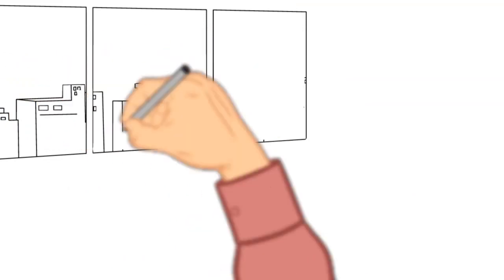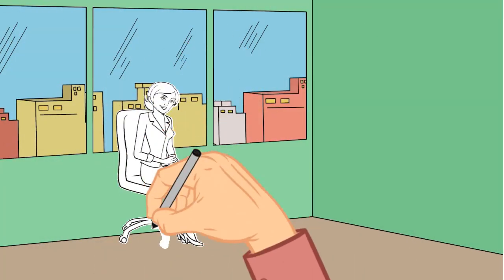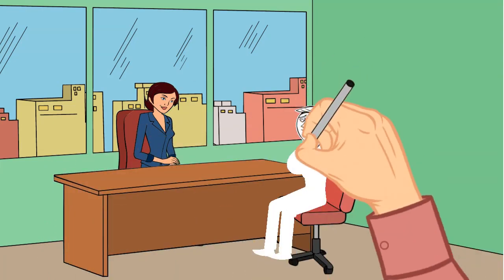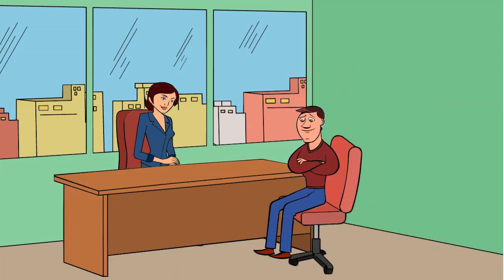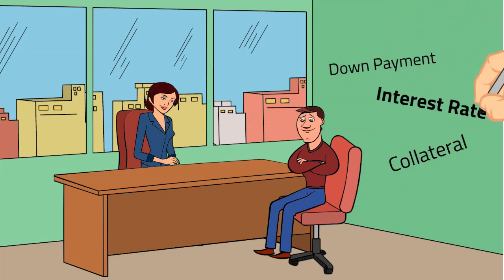Imagine you're planning to buy your dream home, but you need a loan to finance the purchase. You visit a bank to discuss your options and suddenly find yourself overwhelmed by all this financial jargon, like down payment, collateral, interest rates, and loan terms. Don't worry, we've got you covered. In this video, we'll explain these terms and concepts so you'll be better prepared to make informed financial decisions.